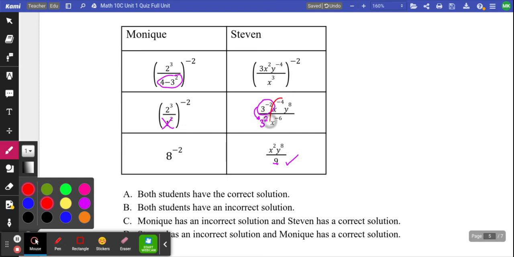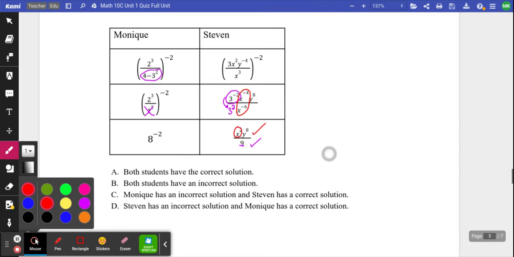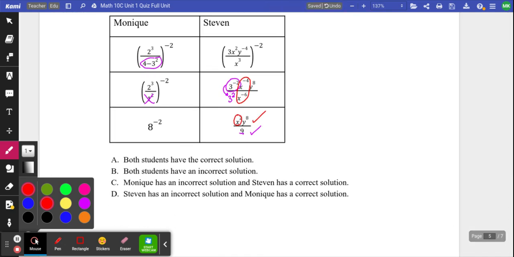Next, x to the -4, x to the -6 became x squared. Well, we'd have to use our subtraction rule, right? So -4 minus -6 is 2, so that's also correct. That means Stephen is correct, Monique is incorrect. The answer is C.